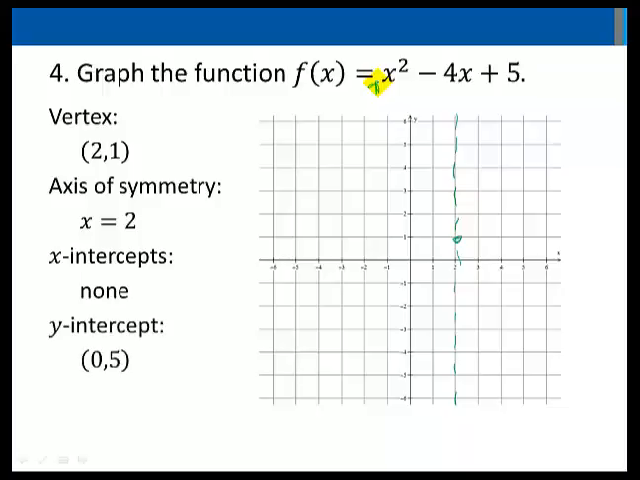The y-intercept is (0, 5), so if I put the y-intercept on here, my graph is symmetric about this axis of symmetry. So if I have the point on my graph of (0, 5), on the other side of the axis of symmetry, symmetric to this, would be the point (4, 5) on the graph. That helps me get a fairly good graph here of this parabola. And this is the parabola for our function f(x) = x^2 - 4x + 5.